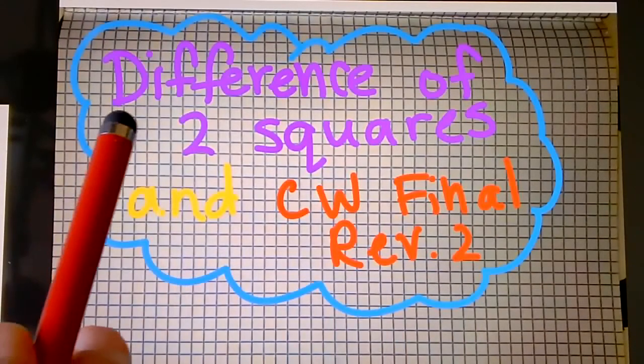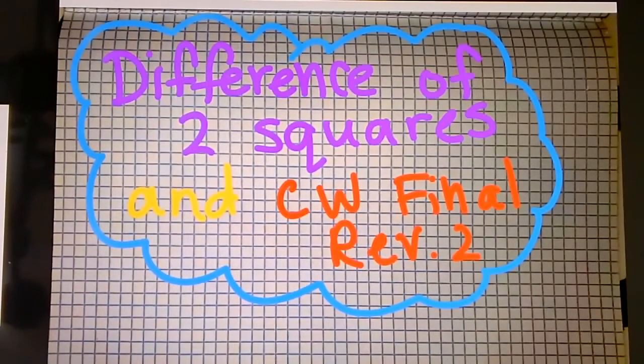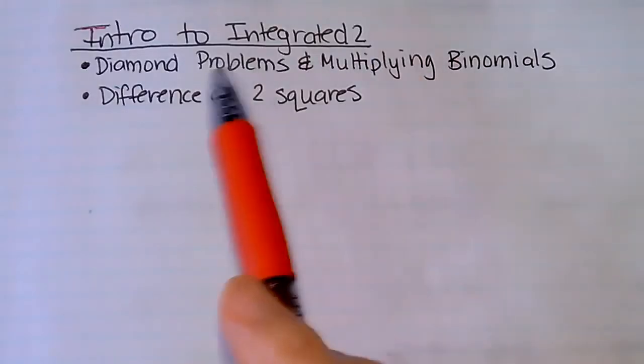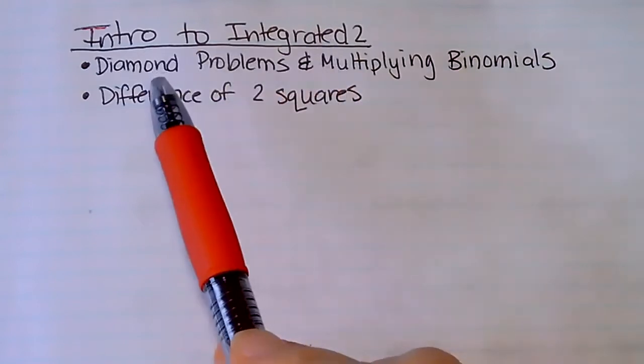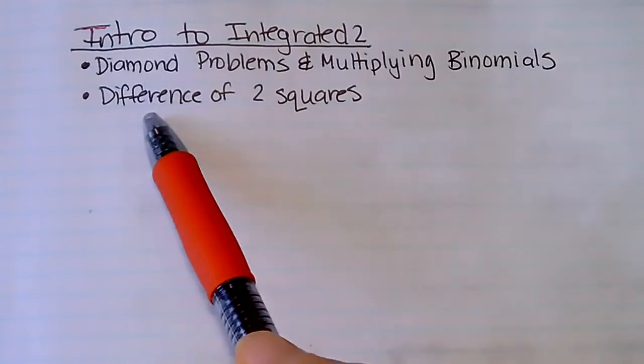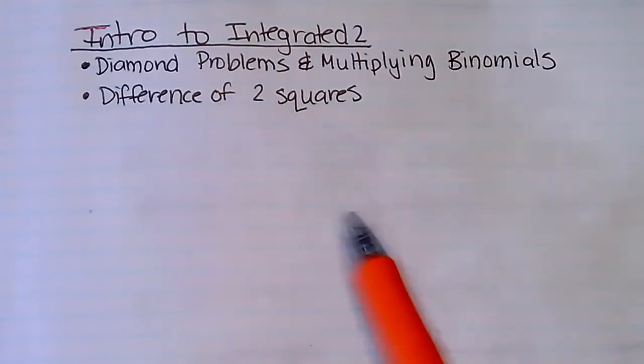But we're going to start with difference of two squares. I don't need you to submit the notes to me, but you're going to want them in your composition book so you're ready for Integrated 2 next year. So the other day we had an intro to Integrated 2, diamond problems and multiplying binomials. Okay. Today we're going to be talking about difference of two squares.